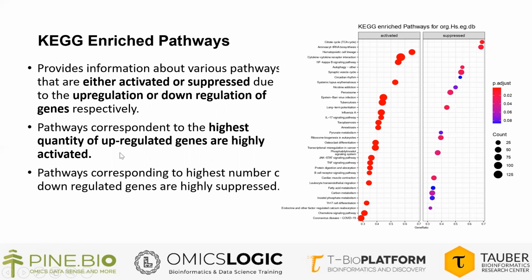Pathways corresponding to the highest quantity of upregulated genes are highly activated, and pathways corresponding to a higher number of downregulated genes are highly suppressed. So basically, the highest count of upregulated genes is associated with cytokine-cytokine interactions. As you can see here, it has the highest count number, and the downregulated gene is associated with the TCA or citrate cycle, as we can see over here.